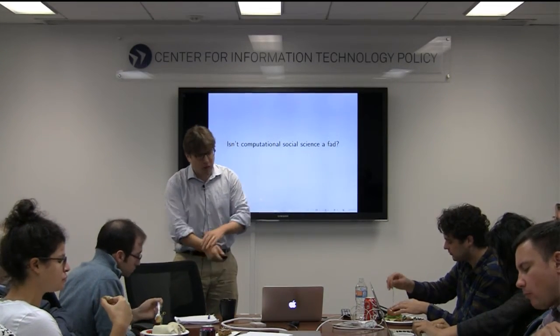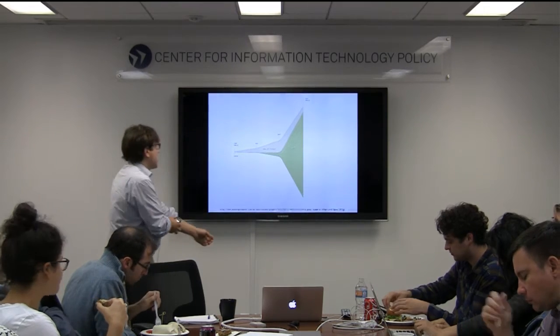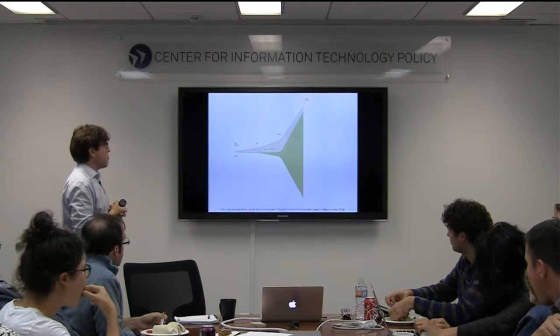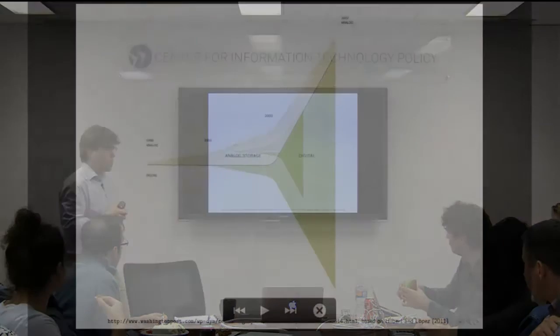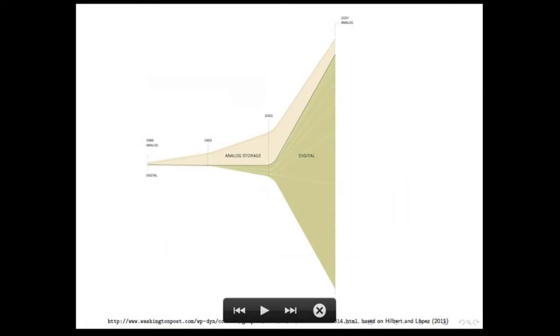So one way to think about these changes, this is a graph that supposedly shows the amount of information in the world. This is from the Hilbert and Lopez paper from 2011. And roughly speaking, here's 1986, here's 2007. This bar here is the amount of data that's stored in analog, and this is the amount that's stored in digital. So this leads to two qualitative findings or patterns. One is that the amount of information in the world is increasing, and it's increasingly digital.